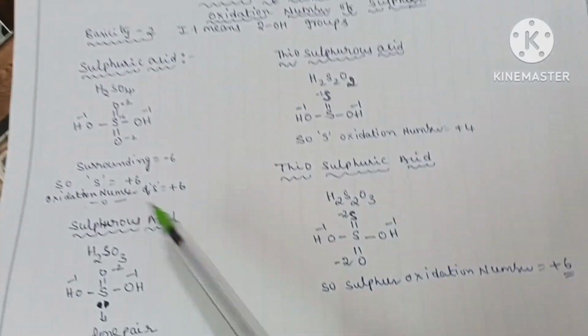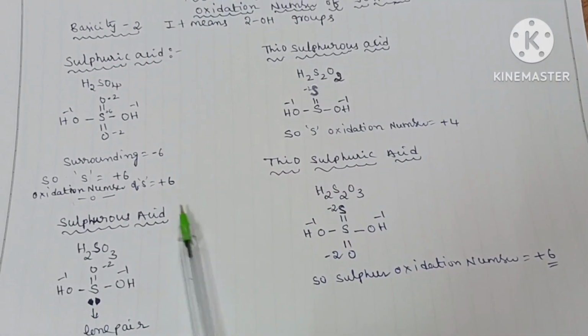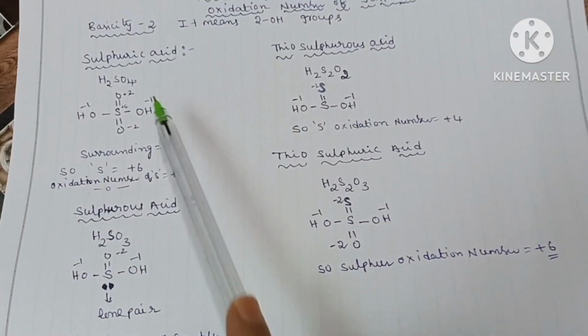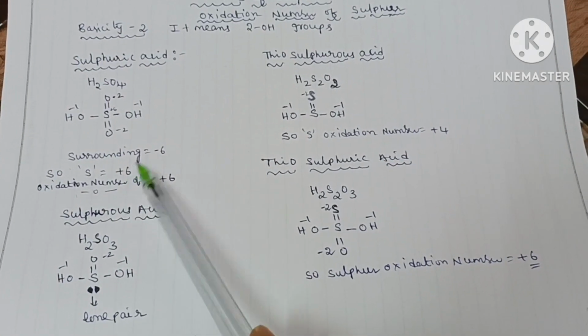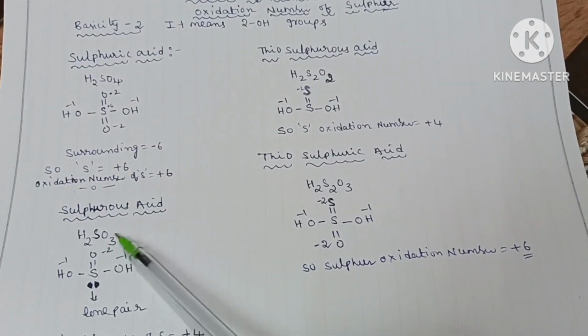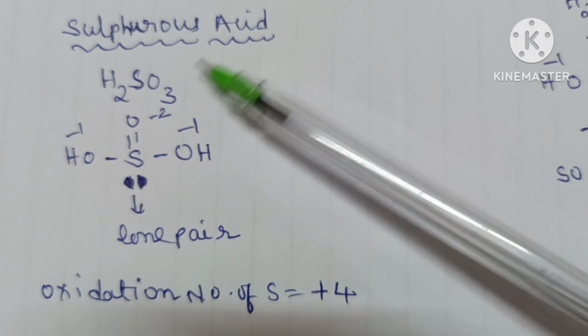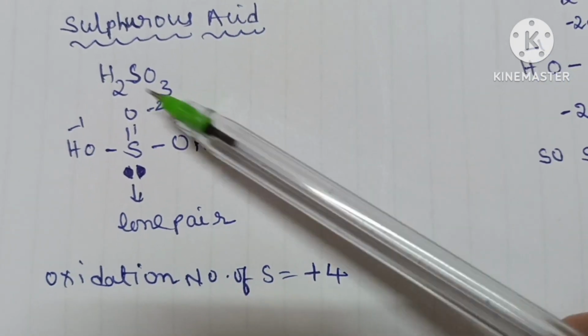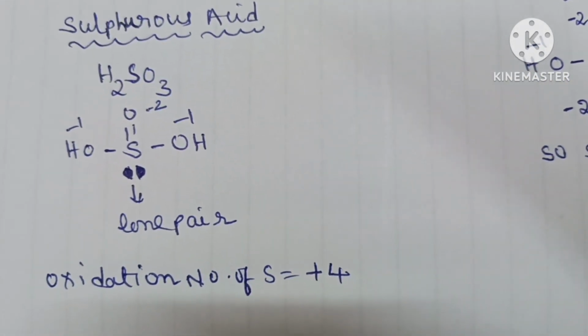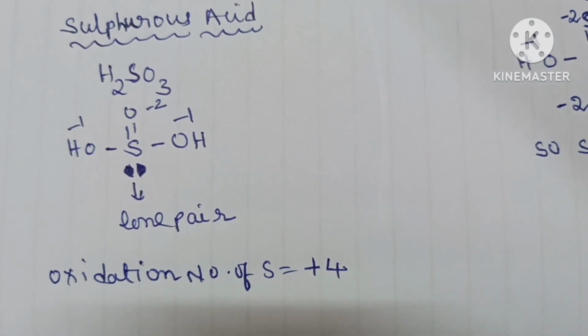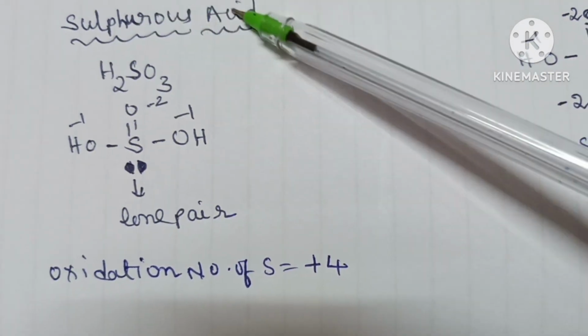Next you have to find out the sulfurous acid. This is sulfuric acid, this is sulfurous acid. One oxygen is removed, H2SO3. Sulfurous acid formula is H2SO3. Sulfuric acid means H2SO4; when one oxygen is removed, sulfurous acid is formed.